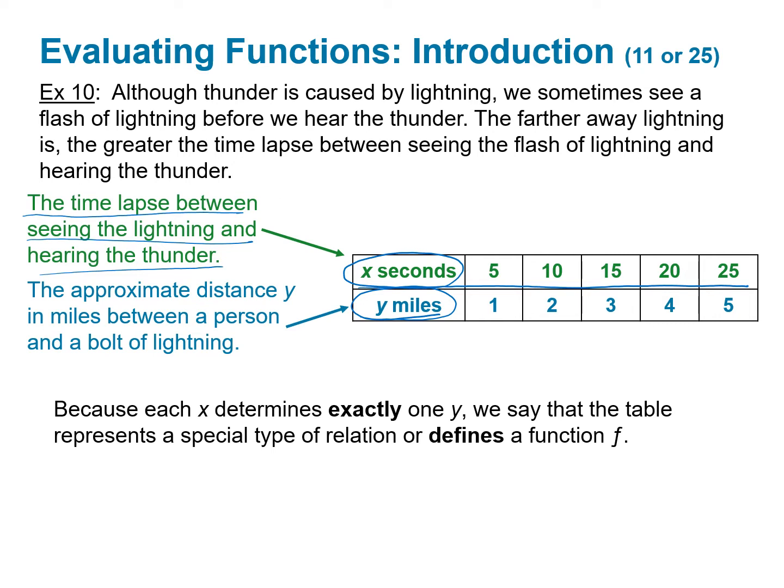Because each x determines exactly one y, we say that this table defines a function. So 5 seconds goes to 1 mile, 10 is 2 miles, 15 seconds is 3 miles. You can kind of see a pattern here. Looks like times 5 every time to me, or divided by 5, I'm sorry.